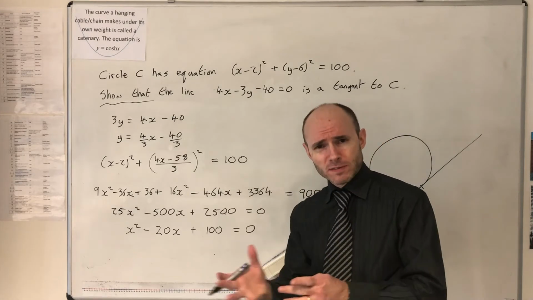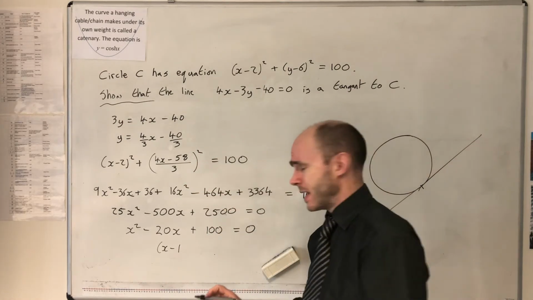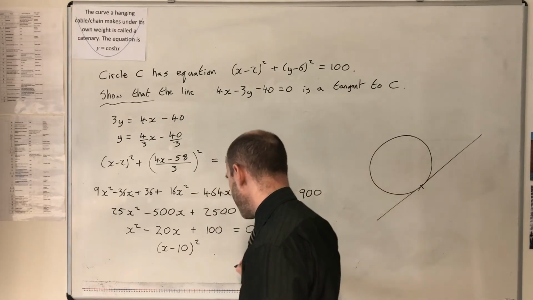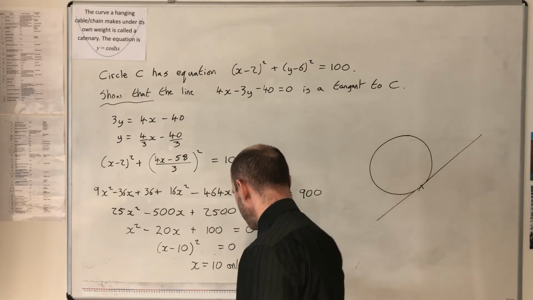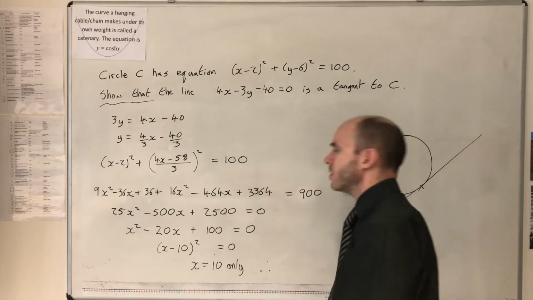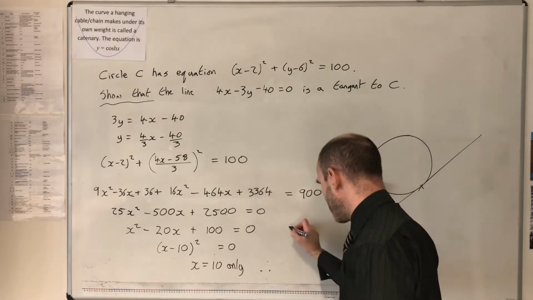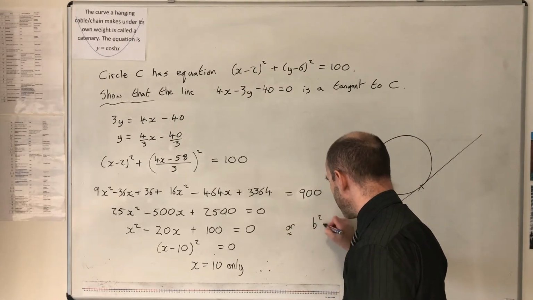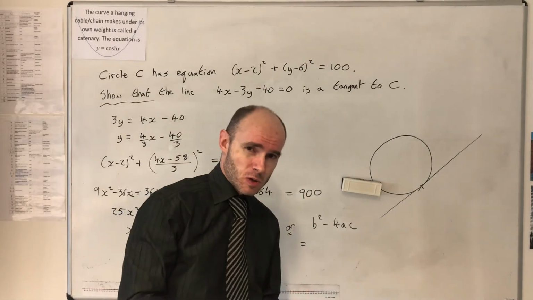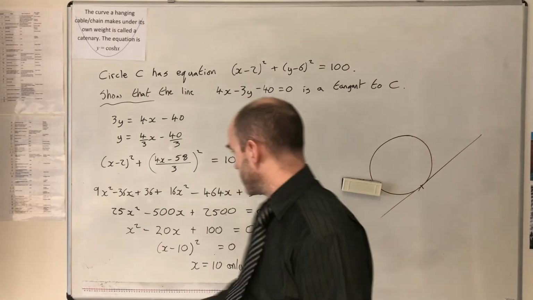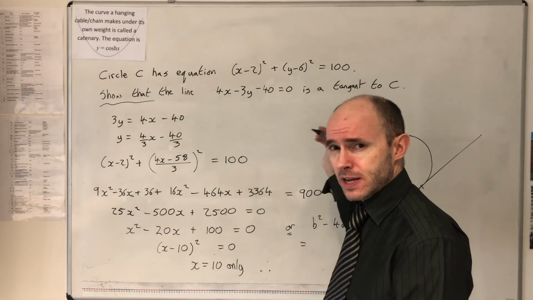So there's two ways of doing this now. Either you factorise that as x minus 10 squared equals 0, and then you write x equals 10 only. And then you say, therefore, this is a tangent because there's only one solution. Or alternatively, you look at b squared minus 4ac, because remember the discriminant determines how many solutions we've got to a quadratic. If there's just one solution to this quadratic, that can only mean one thing, that the line is a tangent to the circle.